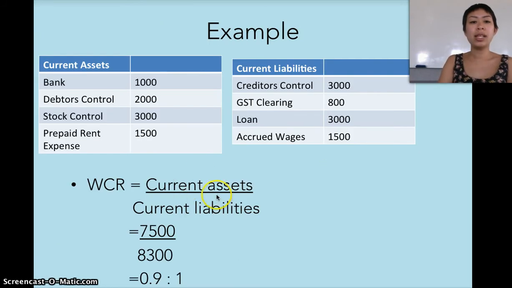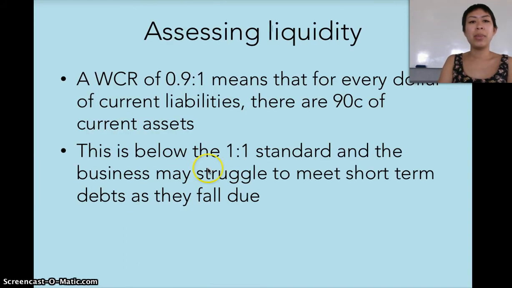Using the formula current assets over current liabilities and these figures above, we can see that we have 0.9 to 1. So that means that a working capital ratio of 0.9 to 1 means that for every dollar of current liabilities, there are 90 cents of current assets.